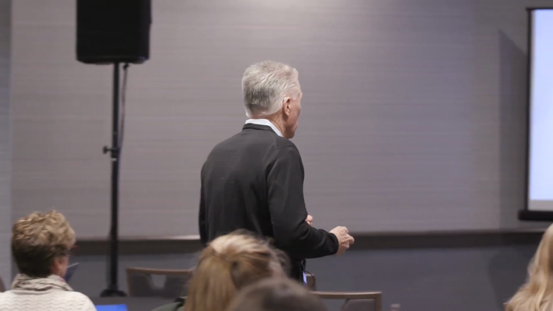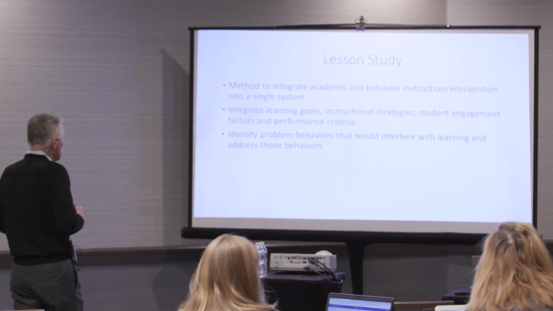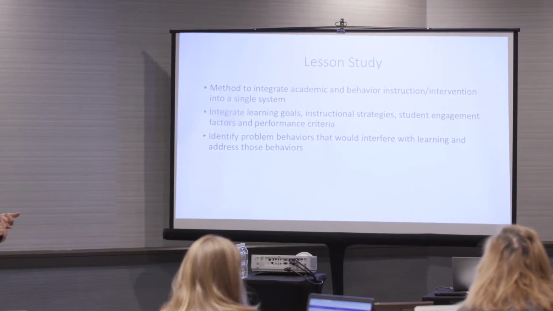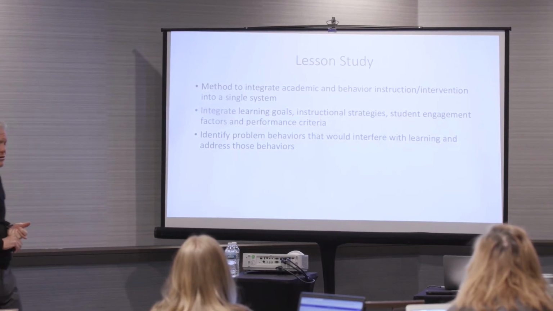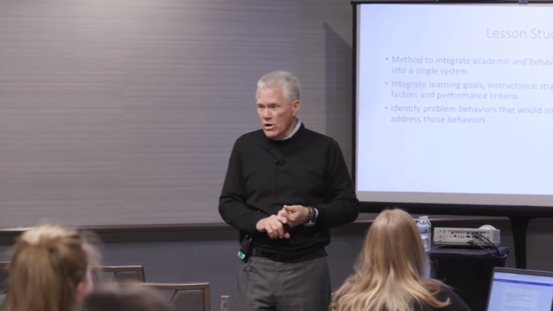We have meetings once a month to get learning goals, scope, sequence, and pacing, and that process. We're going to go into it in detail in the session that focuses on that. But it's a method to integrate academic behavior instruction into a single system. You integrate learning goals, instructional strategies, and student engagement, and you identify problems that would interfere with kids being able to do the work. That's the rubric. There are 5 or 6 steps. Shocking. Most strategy-based instruction has 5 or 6 steps. And we're going to go over the protocols.